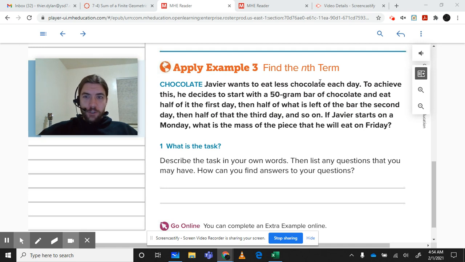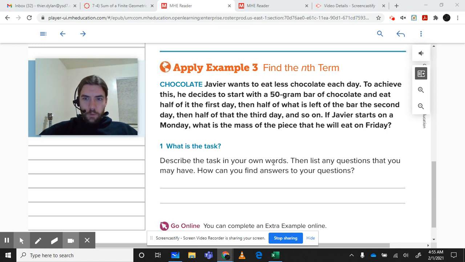Javier wants to eat less chocolate each day. Javier's just been eating too much chocolate, so to achieve this, he decides to start with his normal amount, a 50-gram bar of chocolate, and eat half of it the first day, then half of what is left in the bar the second day, then half of that the third day, and so on. Technically, he will never finish this bar of chocolate, so I guess this is a good diet. If Javier starts on Monday, what is the mass of the piece that he will eat on Friday? What should he expect for his nice little morsel on Friday?